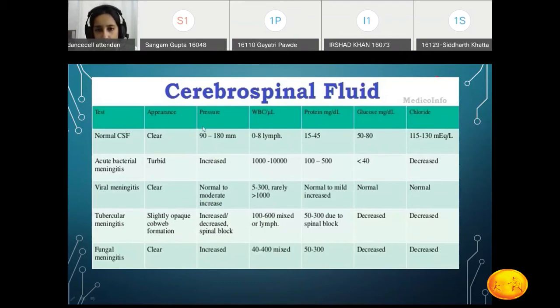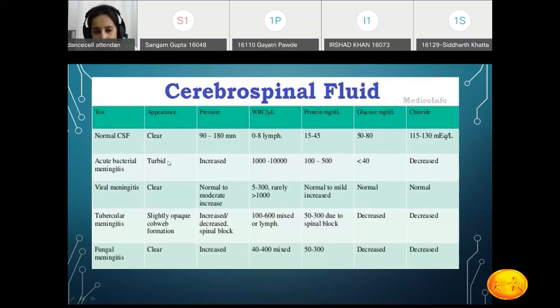So as you can see, the normal CSF has a clear appearance, 90 to 180 mm of water pressure. WBCs are usually absent or very few, usually lymphocytes. Normal protein is 15 to 45 milligrams per deciliter. Glucose is usually 60 to 70% of the blood glucose. If the normal blood glucose is considered as 70 to 140 milligrams per deciliter, the normal CSF glucose would be 50 to 80 milligrams per deciliter. Chloride values are 115 to 130 milligrams per liter.